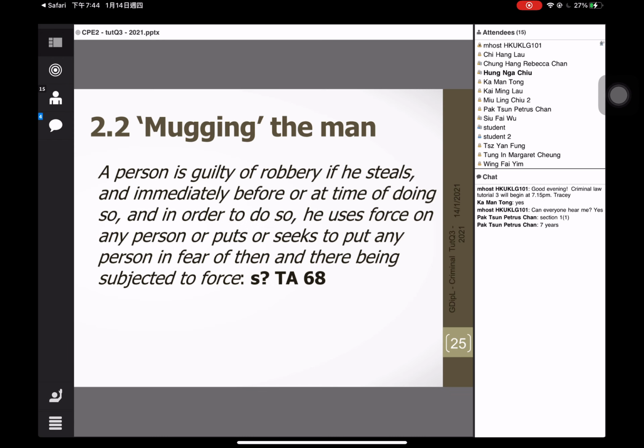Okay, so the actual wording of Section 8. So a person is guilty of robbery if he steals, and the steals means theft in terms of Section 1.1 of the Theft Act 1968. And then immediately before, at the time of doing so, and in order to do so, he uses force. So one option is he actually uses force. So there's stealing and there's the actual use of force. Or in the alternative, he puts or seeks to put any person in fear.